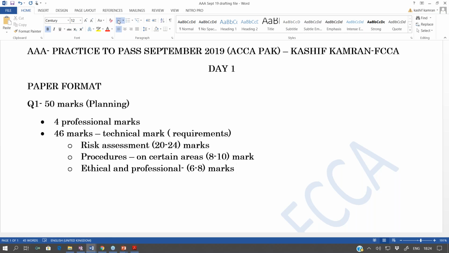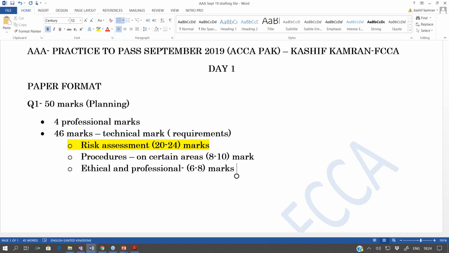Now, risk assessment is a must, right? Let's highlight that with yellow. Risk assessment is a must. Procedures, at times they are in the first question, at times they're not. Ethical and professional issues, at times they are in the first question and at times they're not. But they have been a regular feature of the first question.